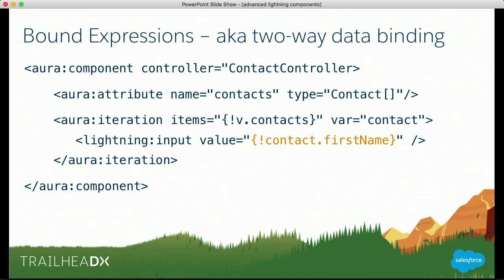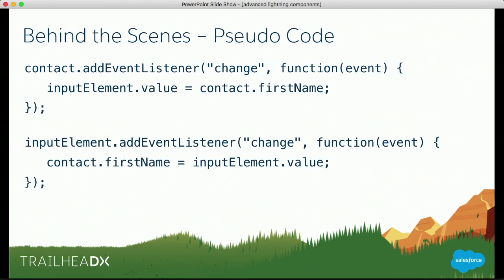This is super cool, but it's also super expensive. Because behind the scenes, and this is pseudocode, for every single bound expression that you declare, we need to set up two event listeners. We need to set up at the top an event listener on the model, on the contact object, and say, hey, when the contact changes, automatically set that new value in the input field. And we need to set up a second event listener that says, hey, if the user changes the value in the input field, we need to update the model. So that is exactly what we need to do behind the scenes.